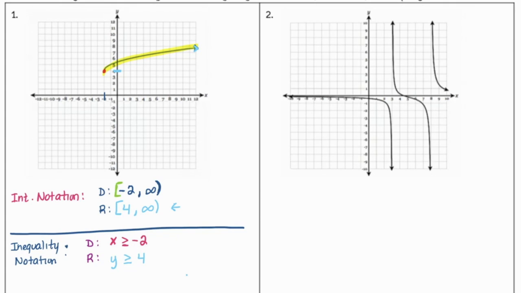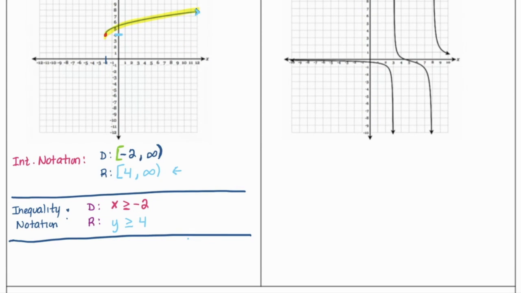Last notation. The last notation is easy because I already have my inequality set up. So my set notation, domain and range, is going to look very similar to that inequality. So I'm going to start with curly brace. Domain is x, so x such that, and all I do is input that inequality I have there. For my range, curly brace, y such that, and I input that inequality I have there. So I tend to do it in this order. If they ask me for all three, I start with interval notation, I do inequality next, and the last one I tend to work with is set notation.